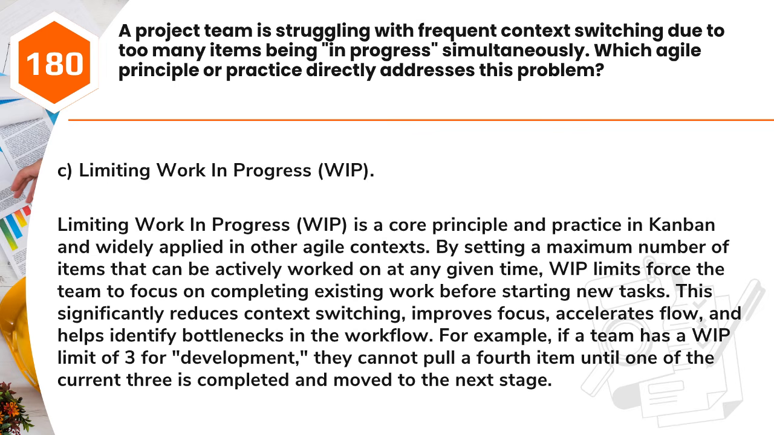Answer: C. Limiting work in progress, WIP. Limiting work in progress, WIP, is a core principle and practice in Kanban and widely applied in other Agile contexts. By setting a maximum number of items that can be actively worked on at any given time, WIP limits force the team to focus on completing existing work before starting new tasks.